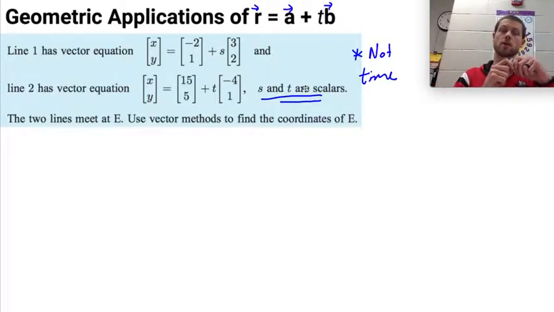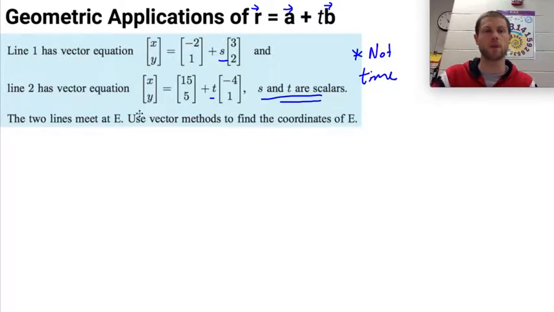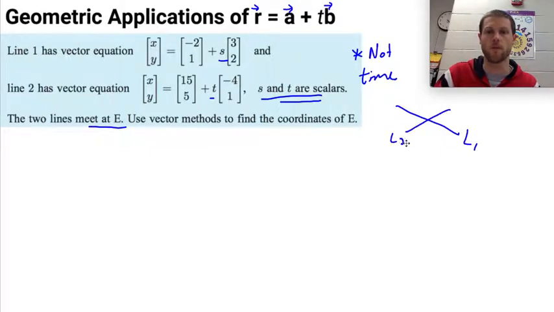Because it's any scalar value, it can be in the positive direction, it can be in the negative direction. This just describes some line that's extending in an x direction and a y direction. And since these are different values, they're extending at different rates. But we know what direction they're going in, and we know where they're starting. So I just want to point out that the s and t are different because of those reasons. These two lines meet at some point E. So, here's some line 1, and here's some line 2. Wherever they meet is at E. We want to use vector methods to find the coordinates of E.